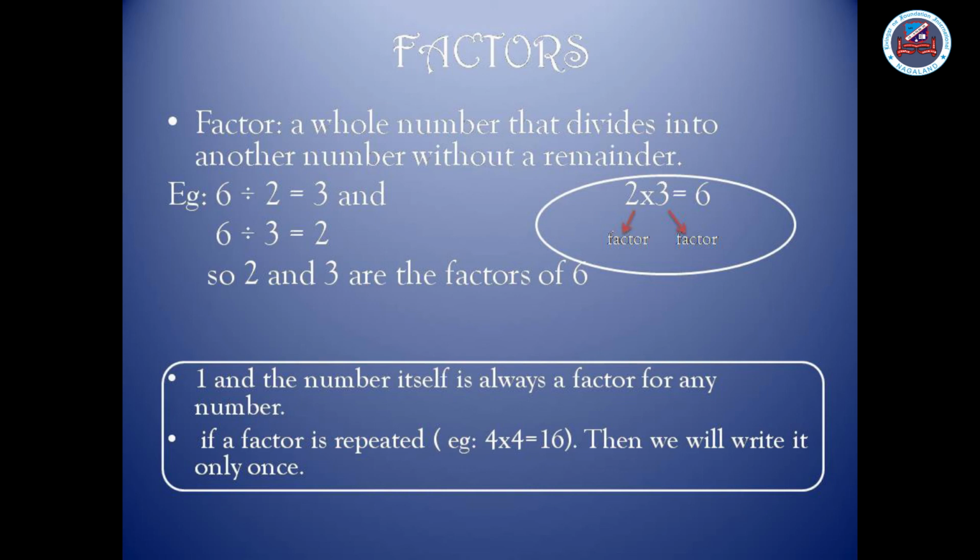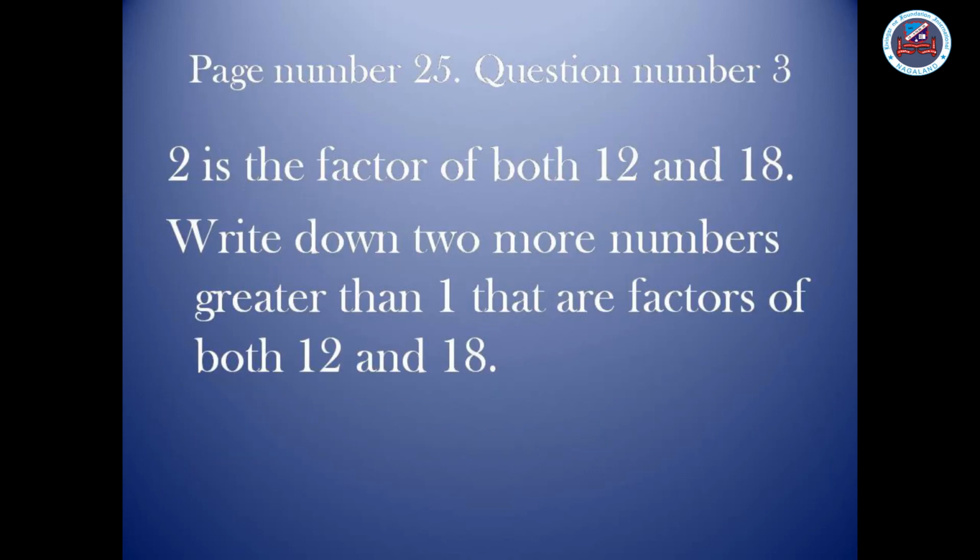Factor: a whole number that divides into another number without a remainder. Example: 6 when you divide by 2 you get 3, and 6 when you divide by 3 you get 2. So 2 and 3 are the factors of 6. Page number 25. Question number 3. 2 is a factor of both 12 and 18. Write down 2 more numbers greater than 1 that are factors of both 12 and 18.